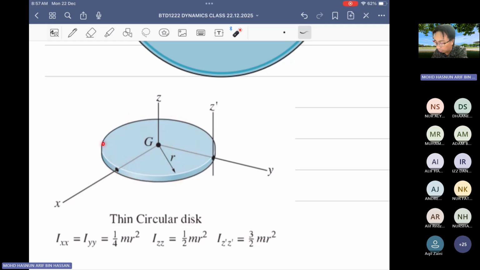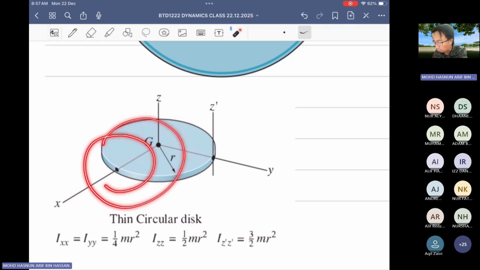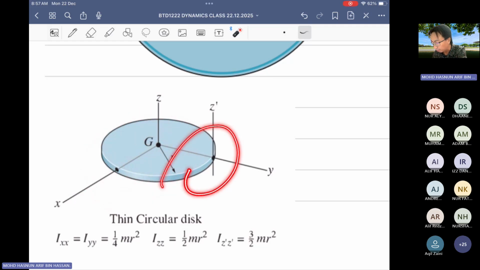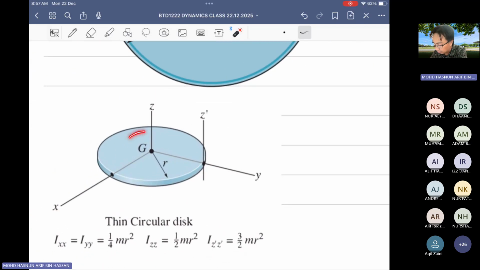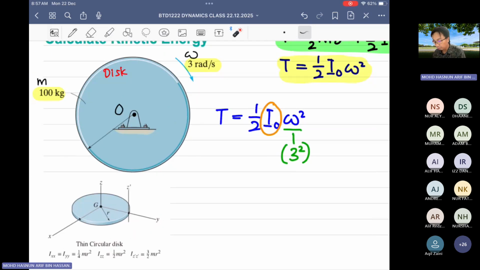This is how you rotate about the x-axis or y-axis, by flipping the coin, which is not what is happening in this case. What is happening in this case is rotation about the z-axis. You have to imagine this. There is a line here, and the disc is rotating about this line of z. So in this case, what we need to use is Izz.